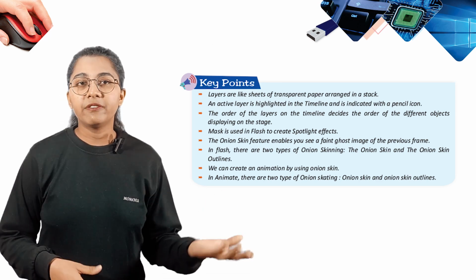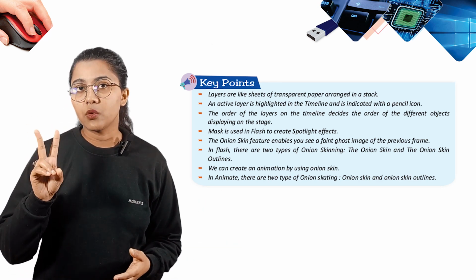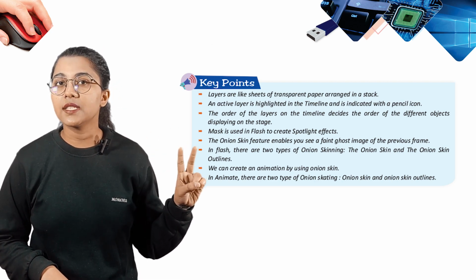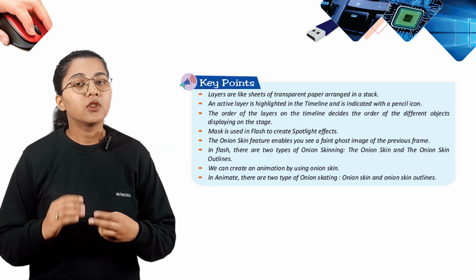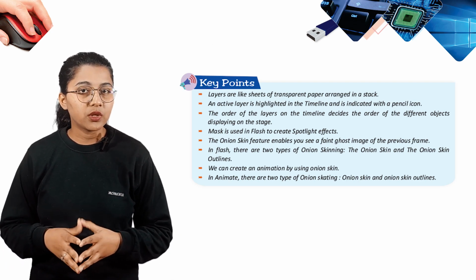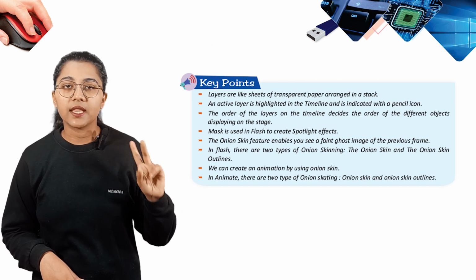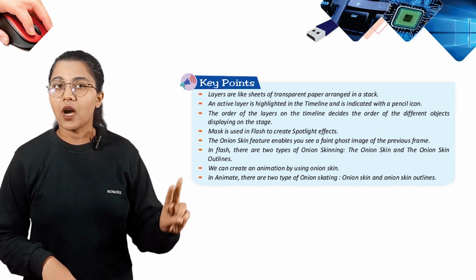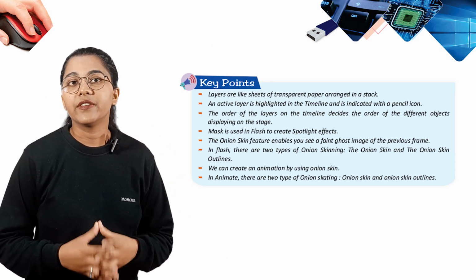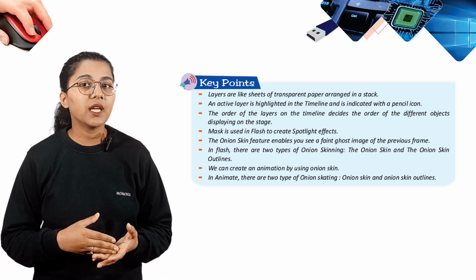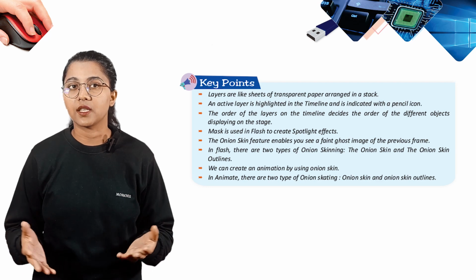And next, in Flash there are two types of onion skinning. First one is the onion skin and the second one is the onion skin outline. तो फ्लैश में ओनियन स्किन कितने टाइप्स की होती है? फ्लैश में ओनियन स्किन होती है दो टाइप की. फर्स्ट वन इज द ओनियन स्किन एंड द सेकंड वन इज द ओनियन स्किन आउटलाइन. And then we can create an animation by using onion skin. Onion skin का यूज करके हम फ्लैश में एनिमेशंस डाल सकते हैं.